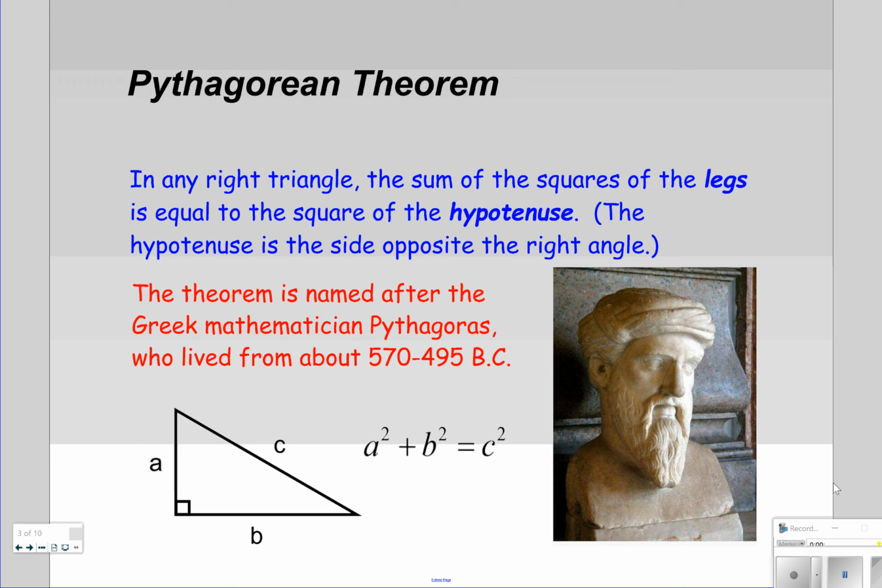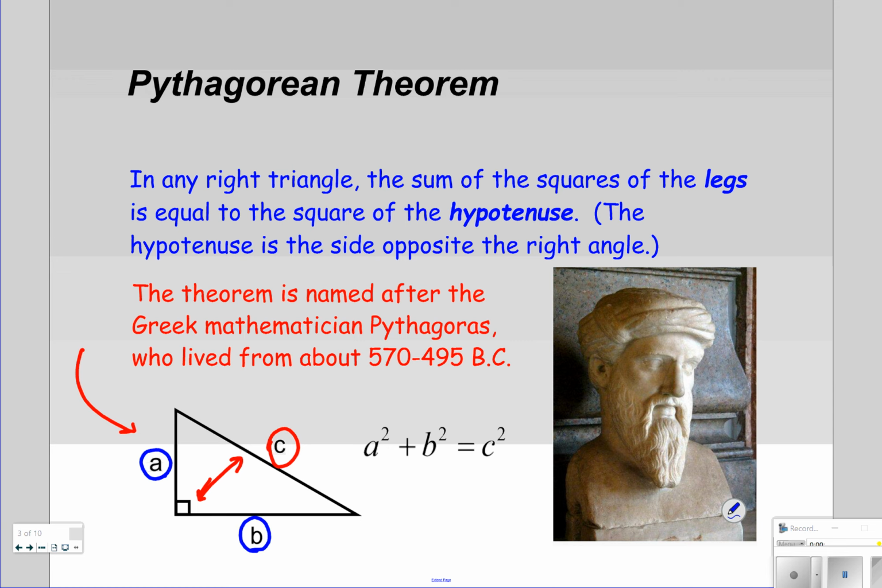But he said that in any right triangle, the sum of the squares of the legs is equal to the square of the hypotenuse. And the hypotenuse is the side opposite of the right angle. So if we look at our example of a right triangle down here, we have our 90-degree angle in the corner, given by the little box there. Well, that means that the hypotenuse is the side opposite of it. That's our C. And our legs would be the two sides adjacent to the right angle, so A and B.